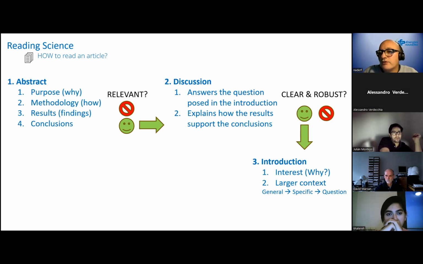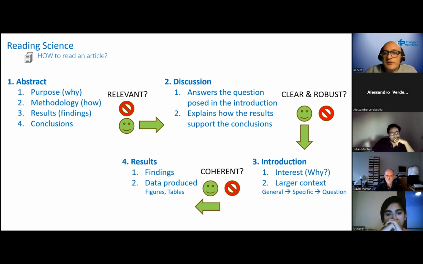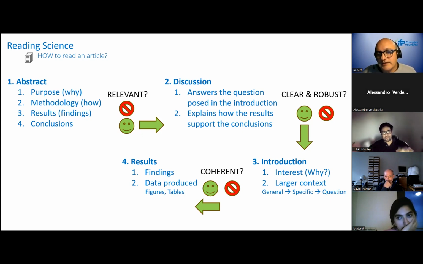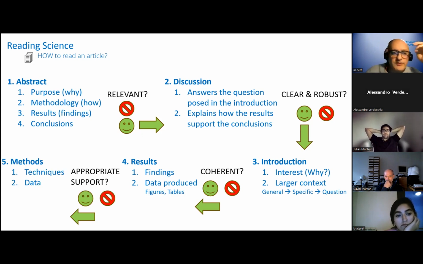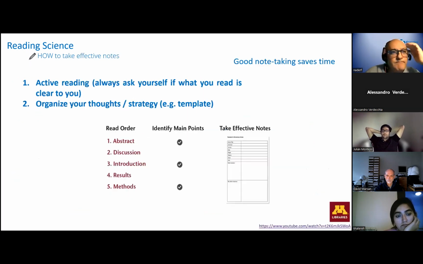If yes, you go to the introduction. Why? Because then you will get the right interest and the larger context of this study. You do the same exercise and you go to the results. Here you have the findings, you have the data, because if the steps before are not good, why would you want to look at the findings and the data from the beginning? And then you go to the methods at the end, if the data are appropriate and well supportive. But then again, I said to you, this is an example.